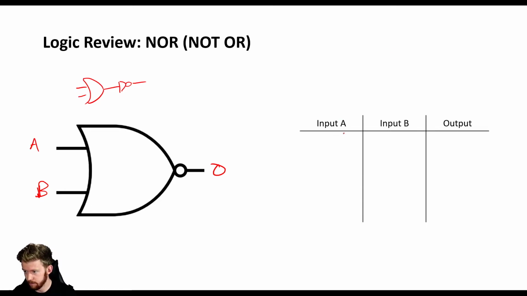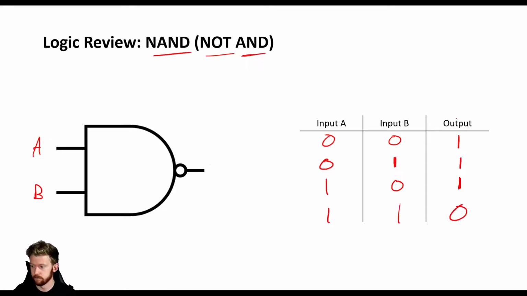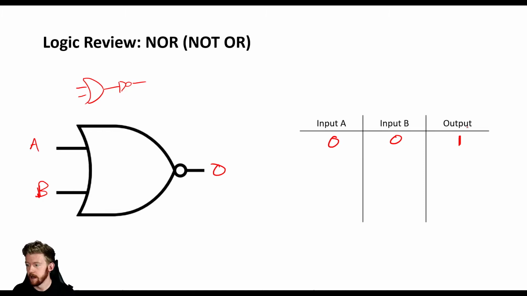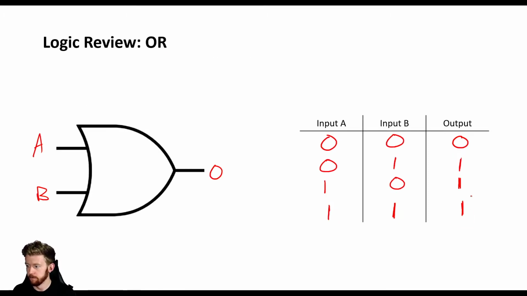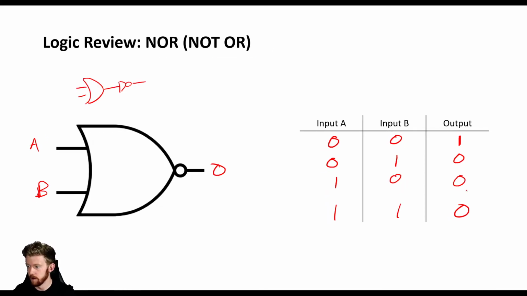So if we have input A is 0 and input B is 0, is A or B high? No, but then it becomes flipped. So our output is now high, right? Because before our output was 0, now it is 1. And then for all the rest of these cases, if either one of them is high, our output is going to be low. Because remember, this is our OR gate that we tackled before with its output flipped. So before, our truth table's output was 0, 1, 1, 1. Now it's 1, 0, 0, 0. So every single output has been flipped.